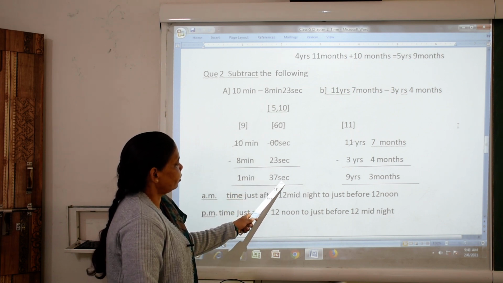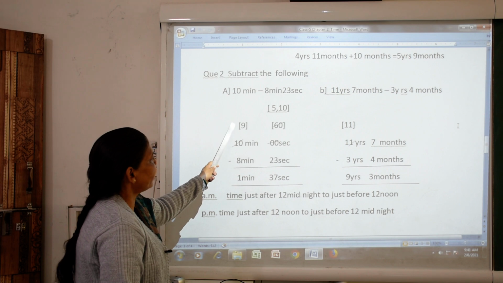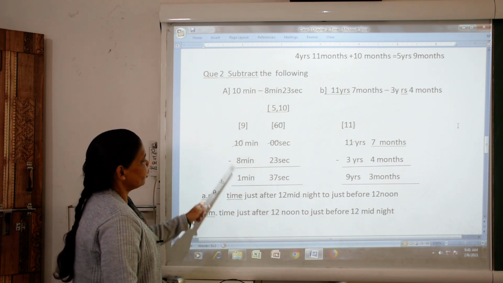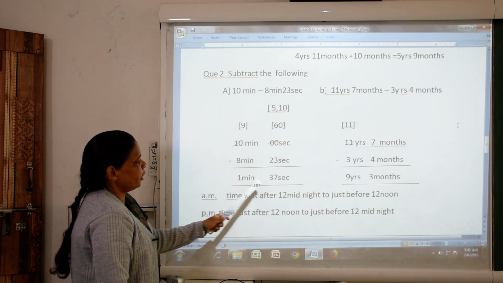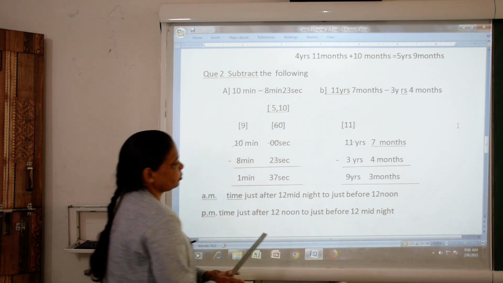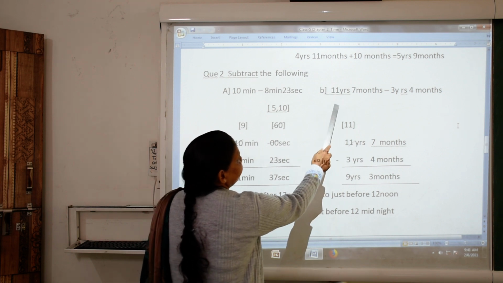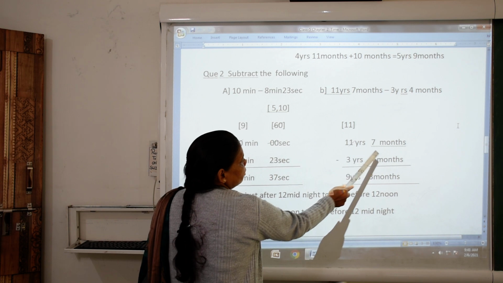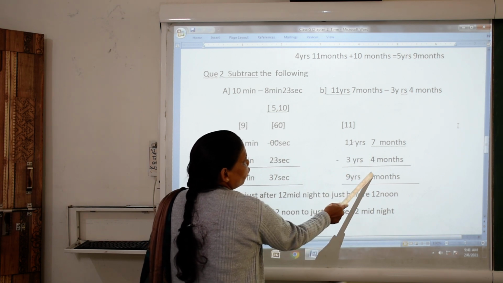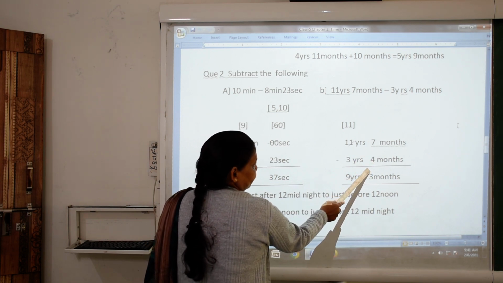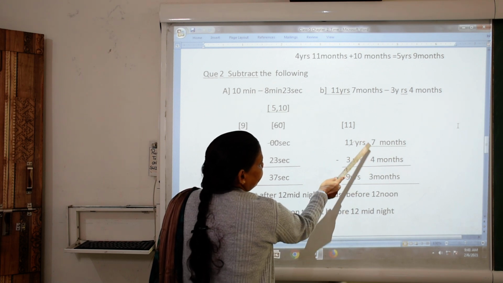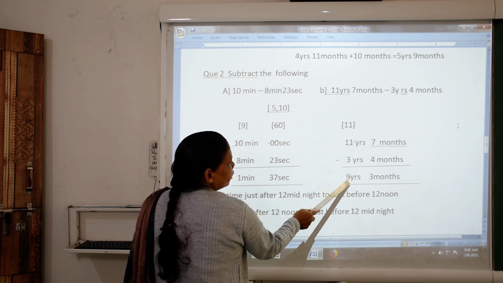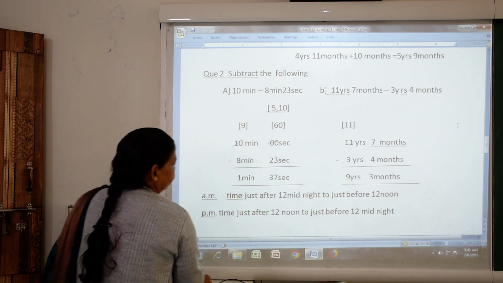So 37 seconds and it will be 9, because we will give the 1 minute to here. So 9 minus 8 is equal to 1 minute. 1 minute 37 seconds. And now subtract 11 years 7 months minus 3 years 4 months. 7 minus 4 is equal to 3 months. And 11 minus 3 is equal to 8 years.